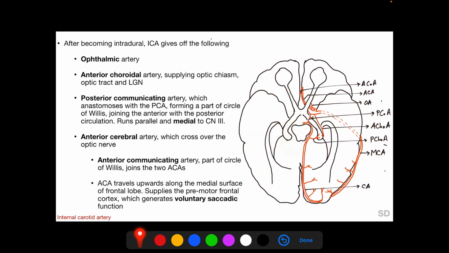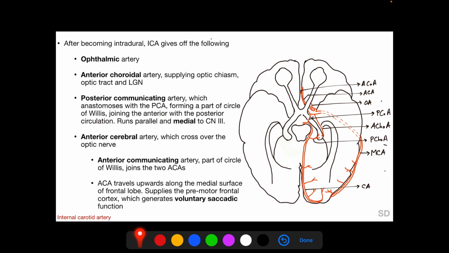After becoming intradural, the internal carotid artery gives off the following branches. First is the ophthalmic artery, then there is the anterior choroidal artery supplying the optic chiasm, the optic tract and the lateral geniculate nucleus, and the posterior communicating artery, which anastomoses with the posterior cerebral artery, forming a part of the circle of Willis, thus joining the anterior circulation with the posterior circulation.